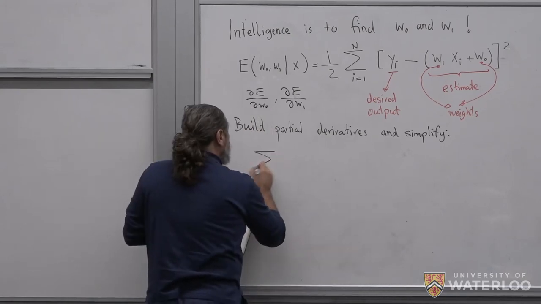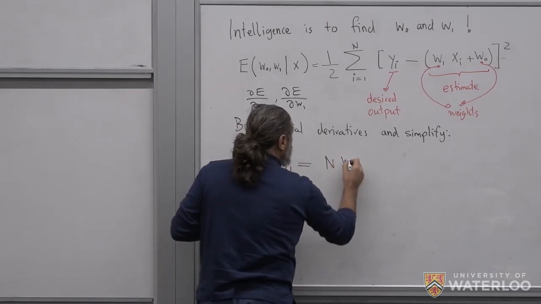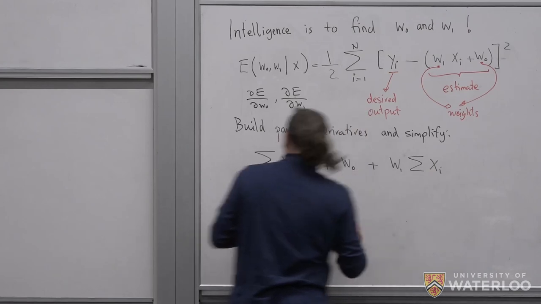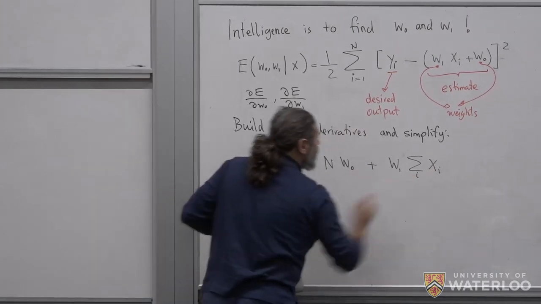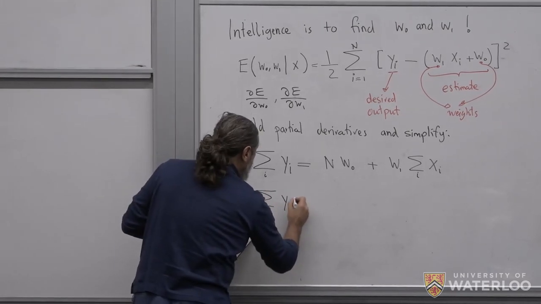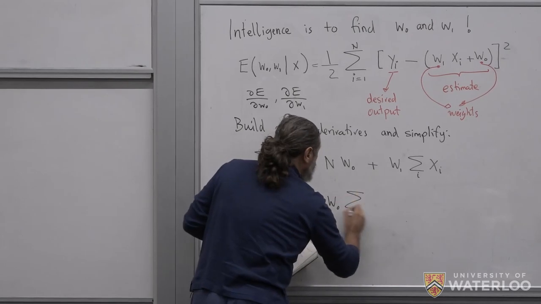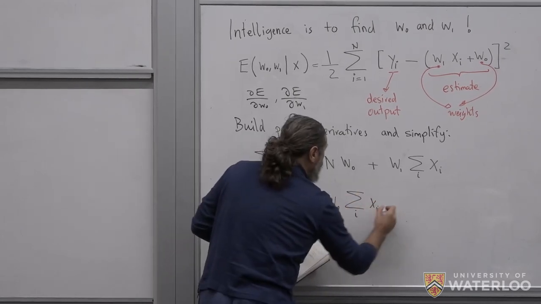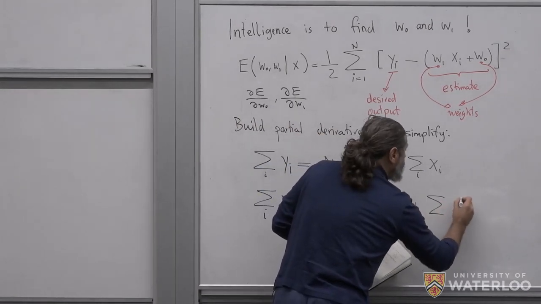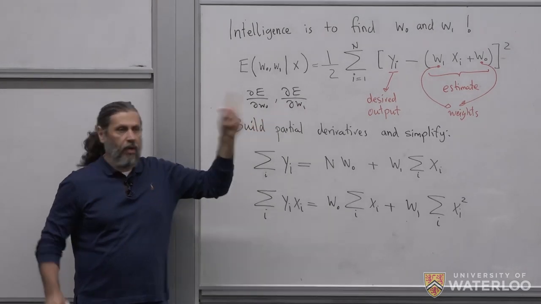So after some simplification, you get this. The sum of y sub I is n W0 plus W1 times the sum of x sub I, over I from 1 to n. And you will get, for the other derivative, the sum of y sub I x sub I over I is W0 times the sum of x sub I over I plus W1 times the sum of x sub I squared over I. So I build the two derivatives, simplify them, bring them here and there.